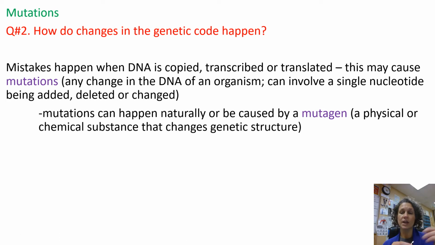Some mutations just happen. They're just a goof up in the processes. Sometimes they're caused by a mutagen, and that's some kind of substance that causes a change in the genetic structure. The worst one, of course, that we think of is cancer. So things like skin cancer can be caused by too much sunlight, damage caused by that. So that's considered a mutagen.